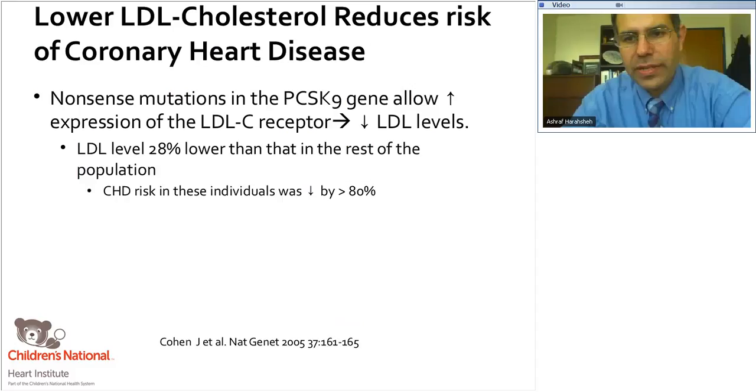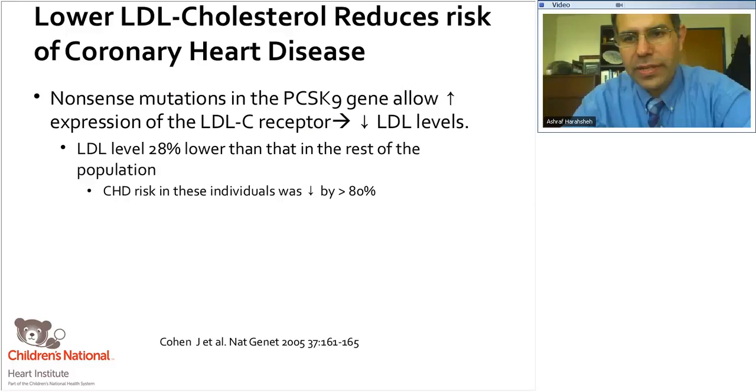We have also learned that some mutations can cause a much lower LDL cholesterol in our body. Specifically, some mutations can affect the gene PCSK9, and it can increase the expression of the LDL receptors on the liver, thus reducing the amount of circulating LDL levels. Some of these mutations can lower the LDL by 28%. But when you look at those patients, you will find that their incidence of cardiovascular disease has not only dropped by 28%, but it actually dropped by more than 80%.